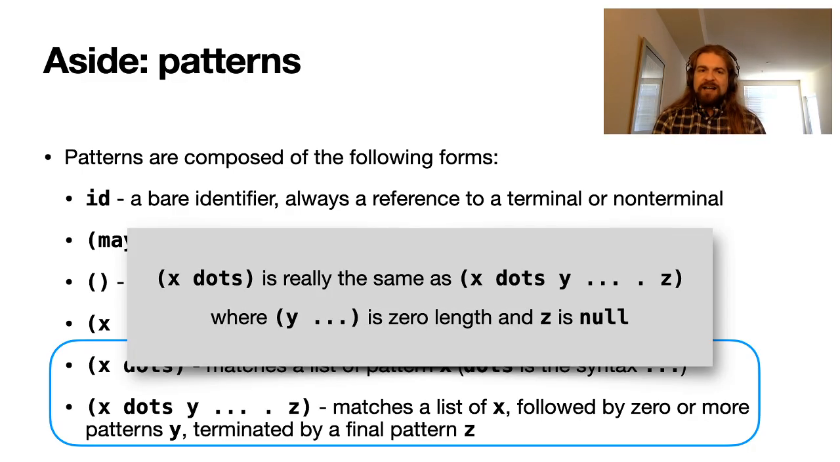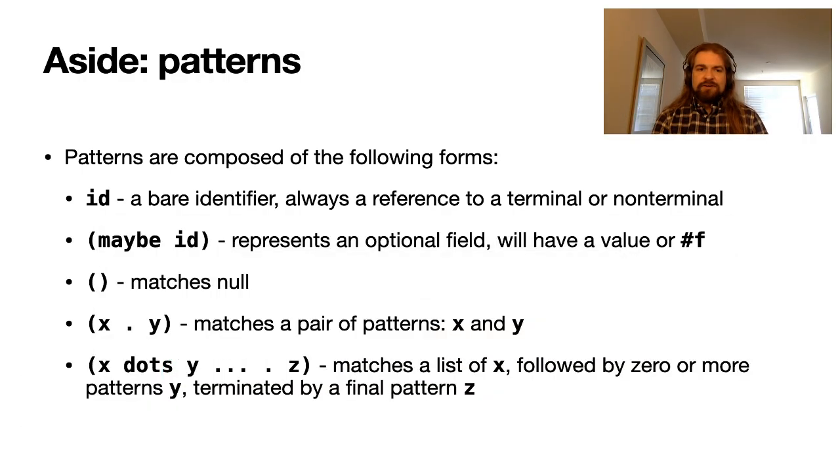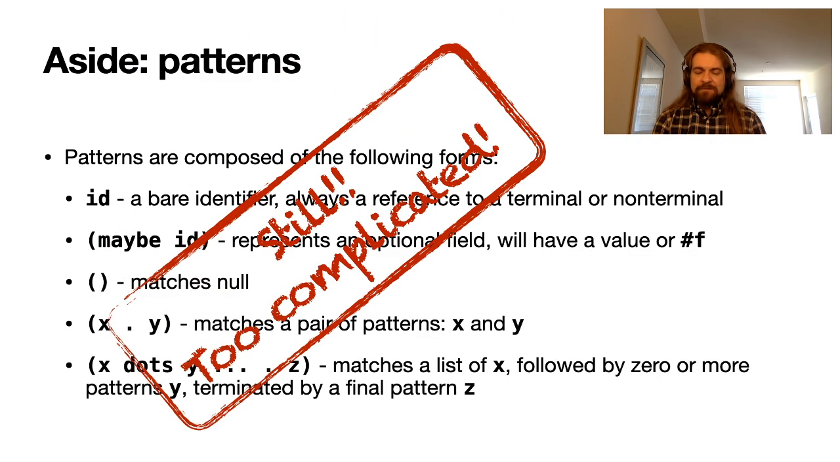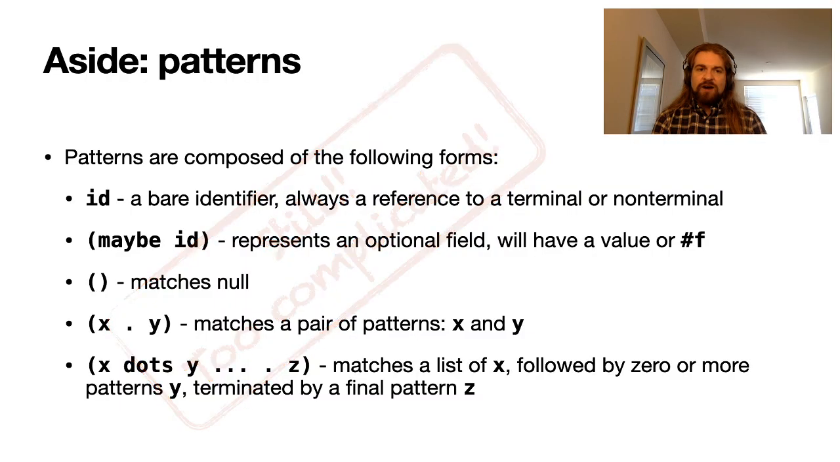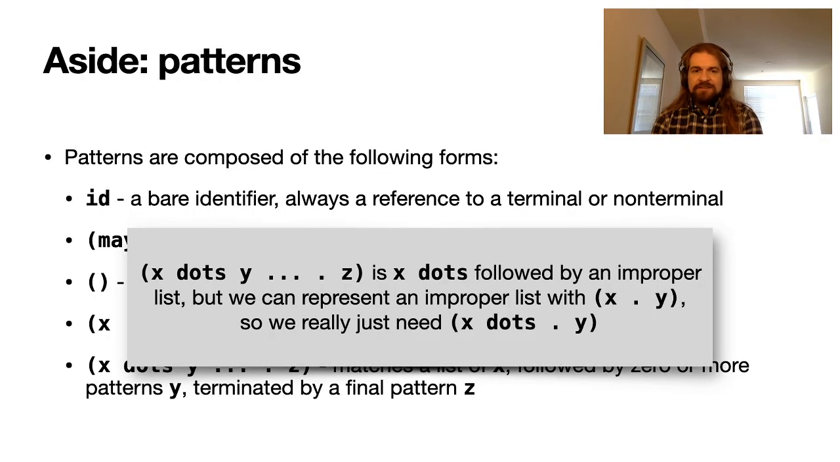After all, X dots is really the same as X dots Y ... Z, where Y ... is a 0 length list of patterns and Z is just null, right? I mean, we already have pairs in the language, and this is really just a variation on that pair syntax. So we can get rid of our dots, and now we're down by one whole pattern. That's great. We've simplified things a bit, but I think this is still more complicated than it needs to be. In particular, our X dots Y ... Z is pretty complicated, and as I was working on some of this, I found it to be a pain to work with.